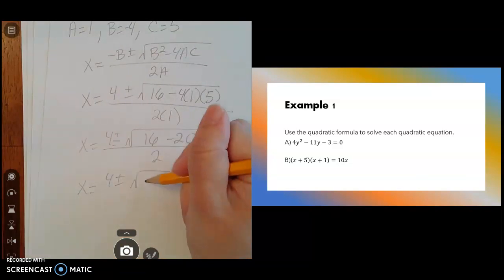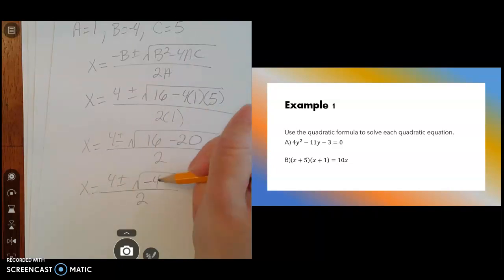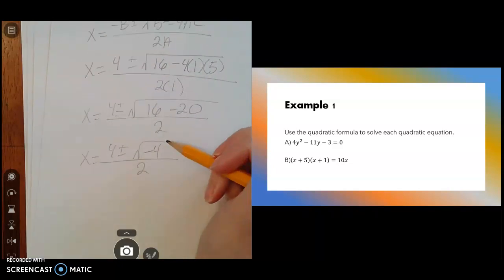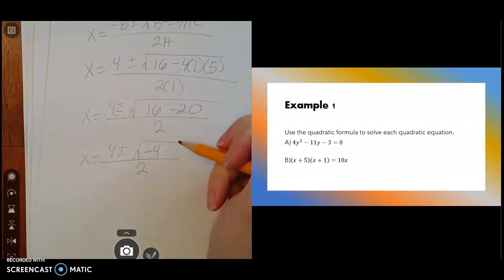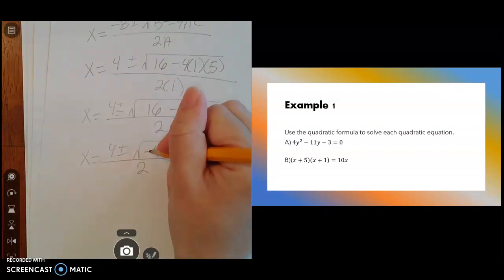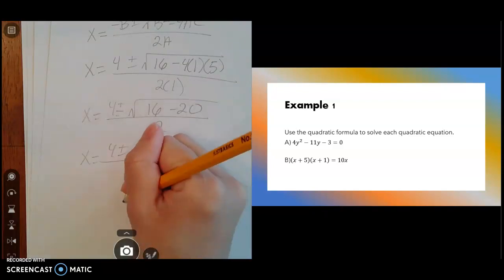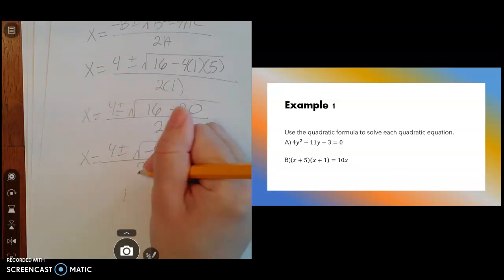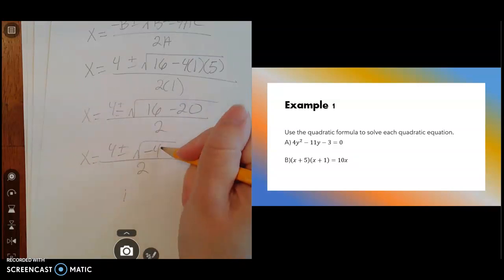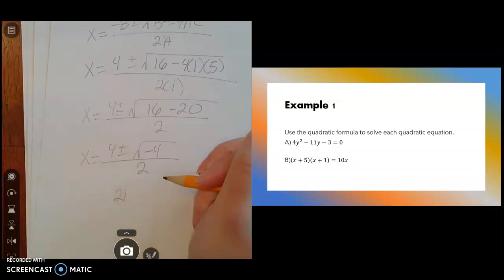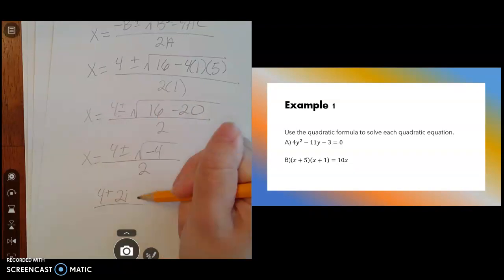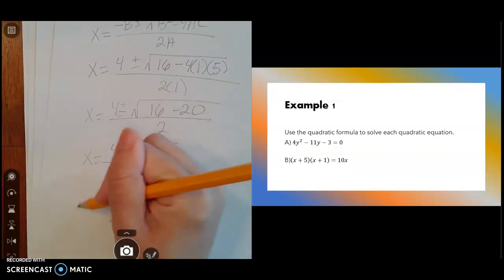16 minus 20 is negative 4. So when I take the square root of a negative, you say, that's not a real number. I know it's not a real number. It's an imaginary number. But remember that we can take that negative out as an i. And the square root of 4 is 2. So the square root of negative 4 would be 2i. We still have a 4 plus or minus, and it's all over 2.